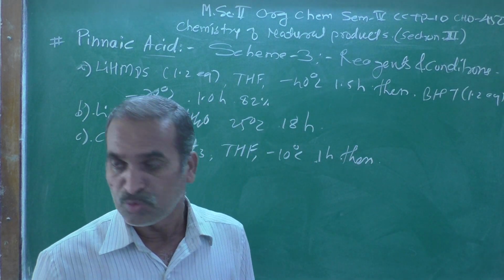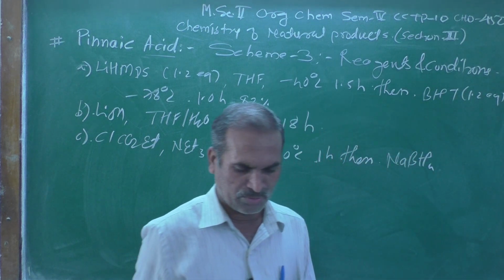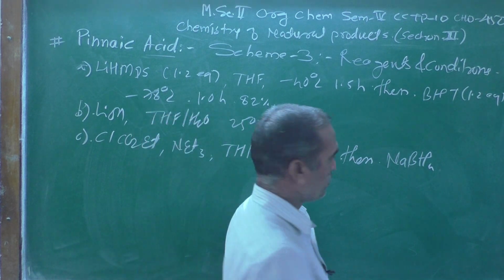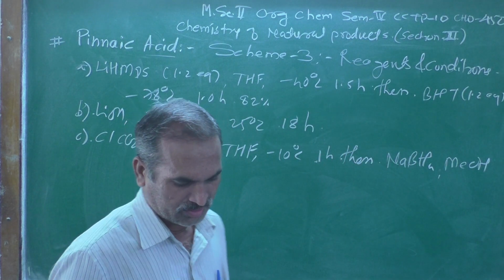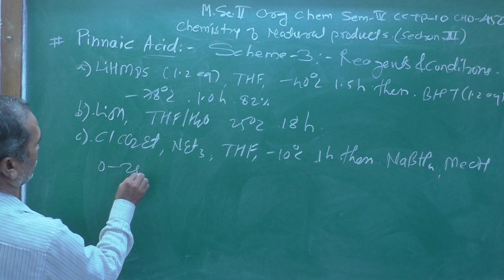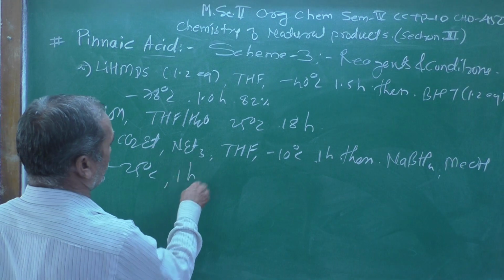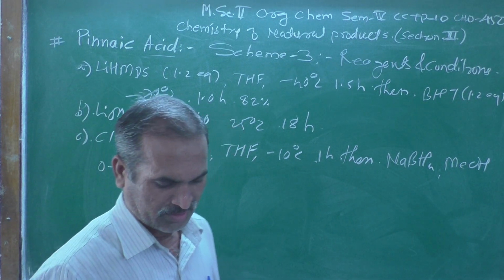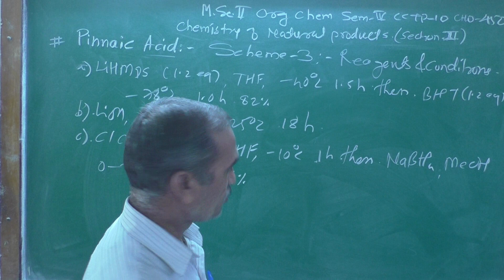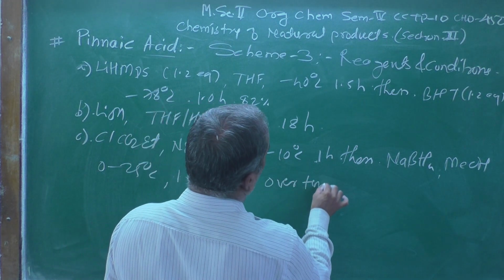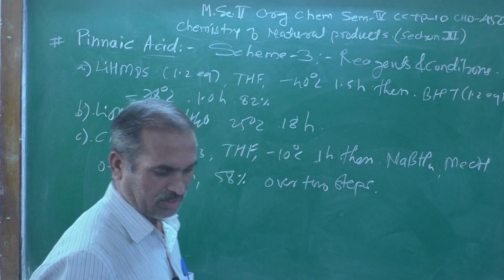Then they added sodium borohydride, NaBH4, and methanol, MeOH, used as a solvent, and the temperature is kept around 0 to 25 degrees centigrade, and the reaction mixture stirred for about 1 hour. The overall yield obtained is 58% over 2 steps.